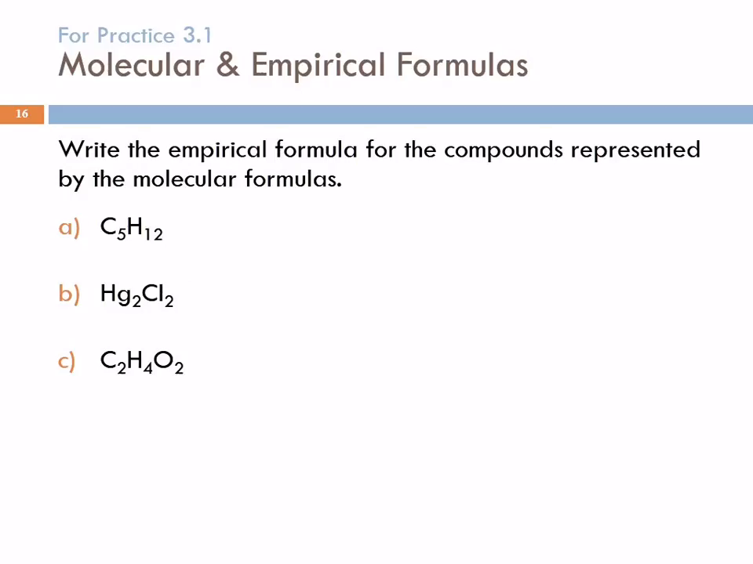So here's a practice. Write the empirical formula for the compounds represented by the molecular formulas. So what's the empirical formula for C5H12? It's the same as C5H12. A ratio of 5 to 12 cannot be reduced. How about Hg2Cl2? Just be HgCl. And how about C2H4O2? CH2O. Good.